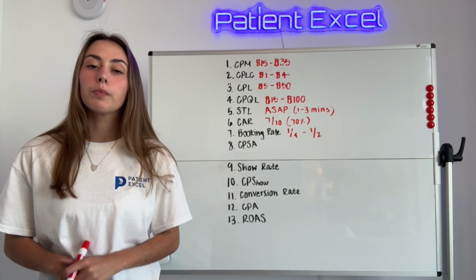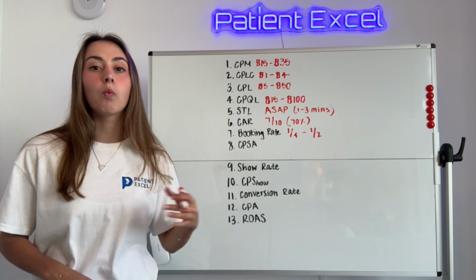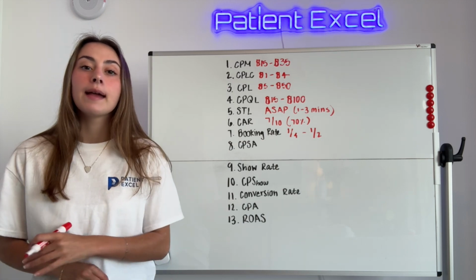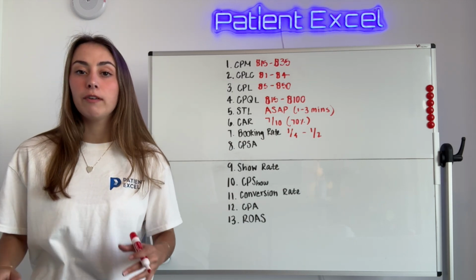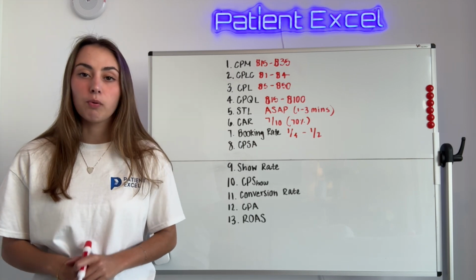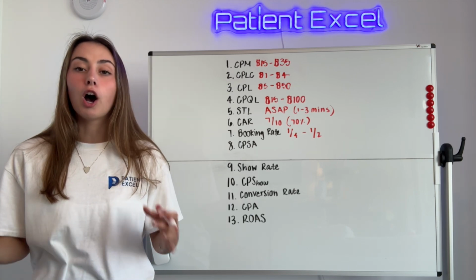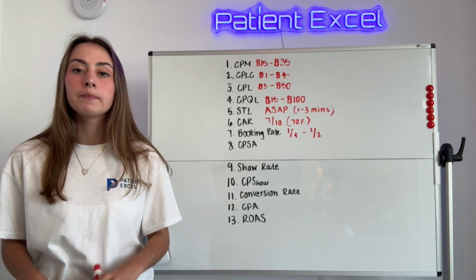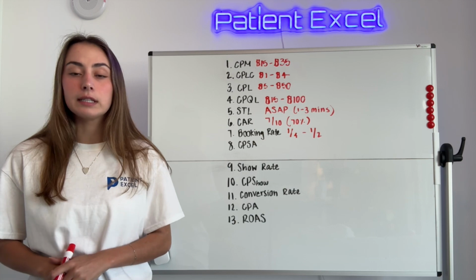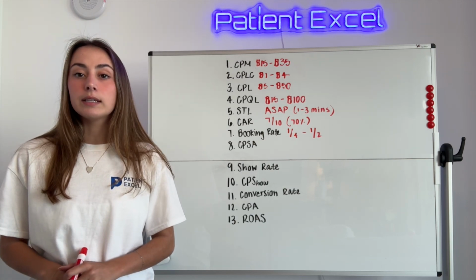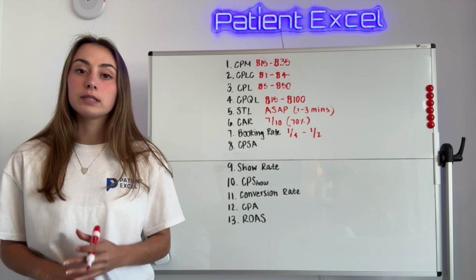Now next is your booking rate, and with this you want 1 out of 4 leads, or 25% at the minimum, and 1 out of 2 leads, or 50% at a maximum, to go ahead and schedule or book an appointment. That means if you get 100 leads, you want at least 25 of the leads to book an appointment, but ideally 50 of the leads to book an appointment. Now remember, if you do not have a booking rate between this, that is likely an issue with your system.